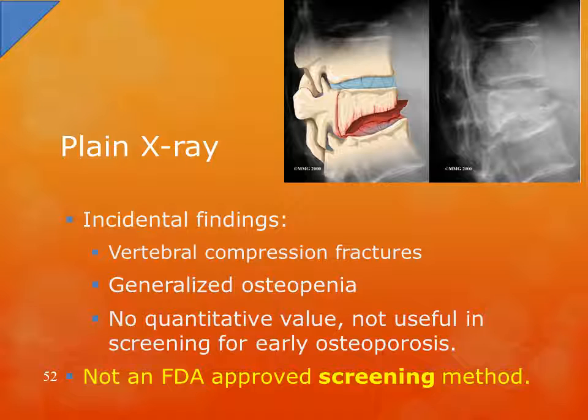Somebody comes in with what you suspect is a compression fracture. You see osteoporosis clearly on the plain film. Fine, they earn themselves a diagnosis of osteoporosis. But again, it's not a screening method. So we're not going to send every woman over 65 and every man 70 and older for a screening plain film to try to find early bone mineral density changes that we can intervene with.